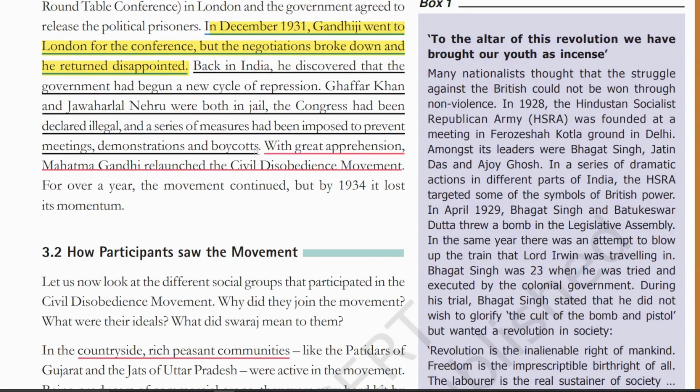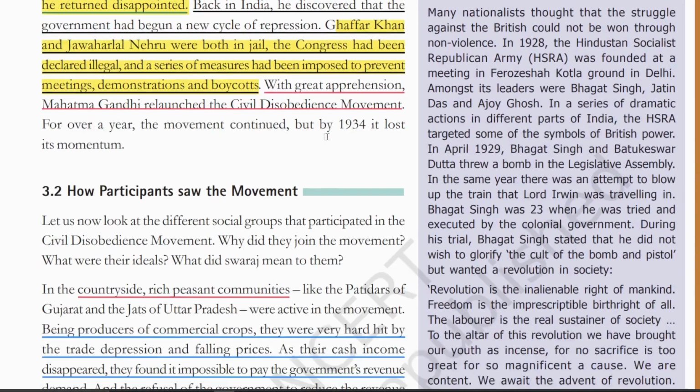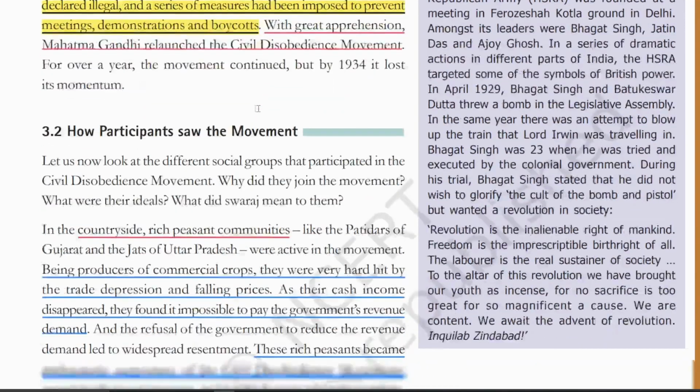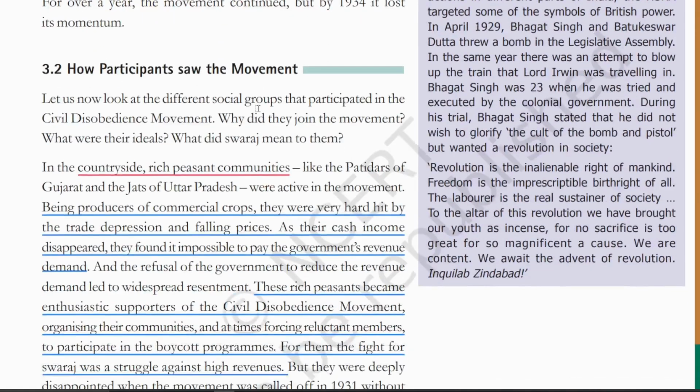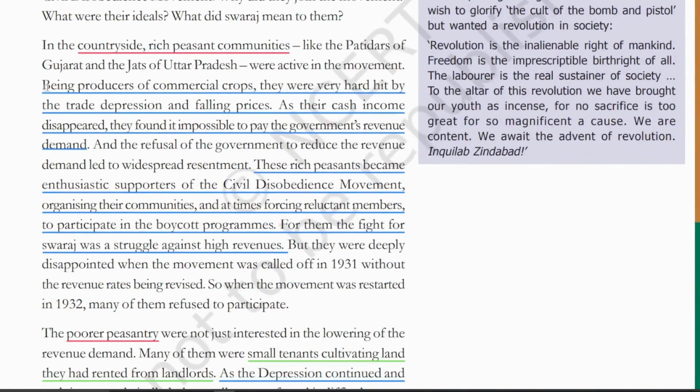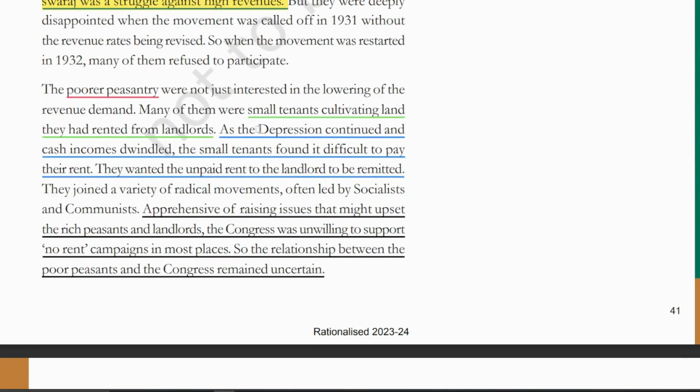So it's about how he became disappointed, and then Ghaffar Khan and Jawaharlal were all in jail when he came back. Basically, they were treated like traitors, but of course, we all know that. Some of it is just common sense. You can do it by common sense, but you will have to read the chapter. And it also depends on how you present it to the teacher, right?